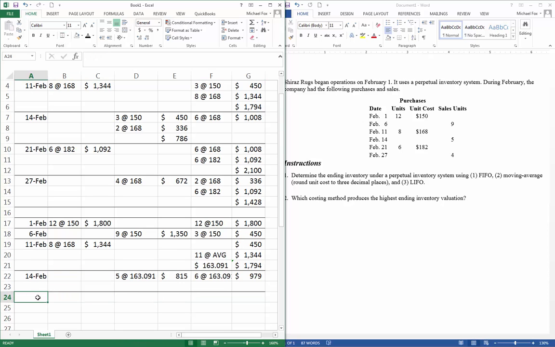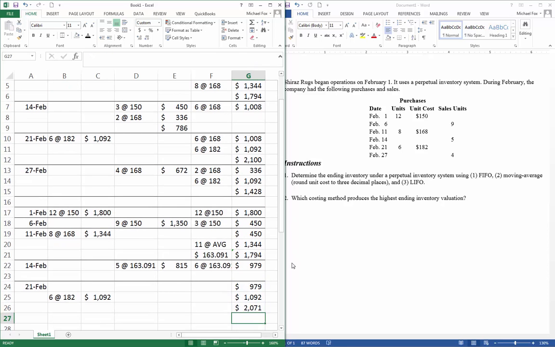All right, on the 21st of February, I'm going to purchase 6 more units at 182. That's a total cost of $1,092. Then, to figure out my new average cost, I'm going to come over here and I'm going to say I had $979 plus the $1,092. It's going to give me a total of $2,071.